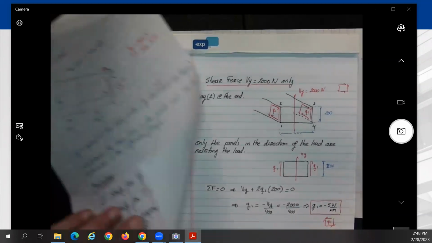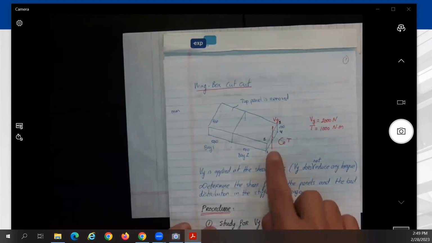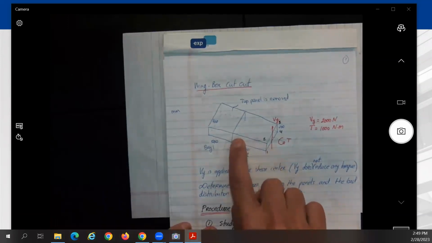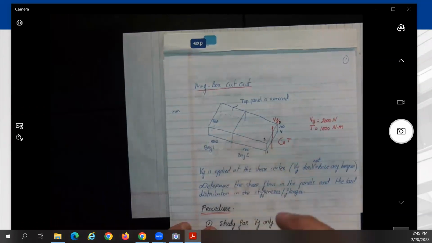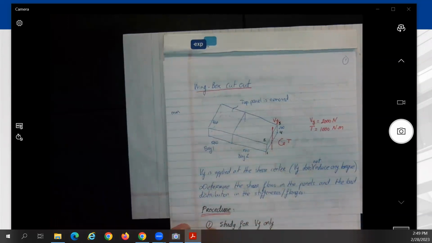So what would be the shear distribution in this panel, in the one in the middle? Yeah, what is your question? My question was, if Vy wasn't at the center, would there be a shear flow in the upper and lower panel? No. I mean, yes. What happened is that if it wasn't applied at the shear center, it will produce a torque. Correct? Then the torque should be resisted by all the panels, no?